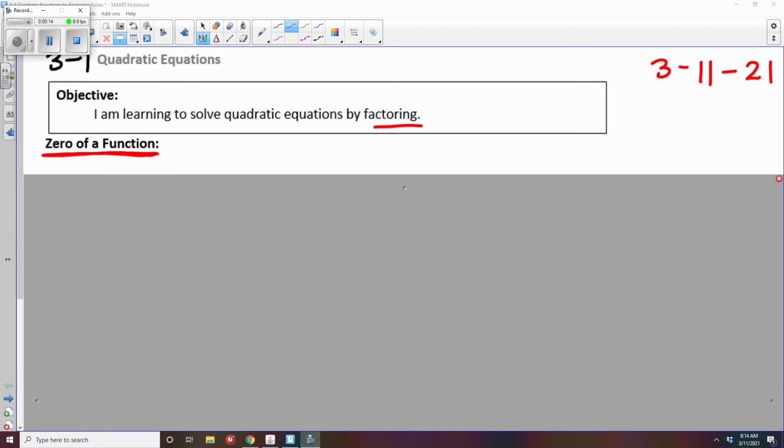Zero of a function actually has a lot of names. It is our solutions. Some things will ask you to find the solution to a quadratic equation. Some things will ask you to find a zero to a quadratic equation. And sometimes they'll call them roots. So solutions or roots to quadratic equations.